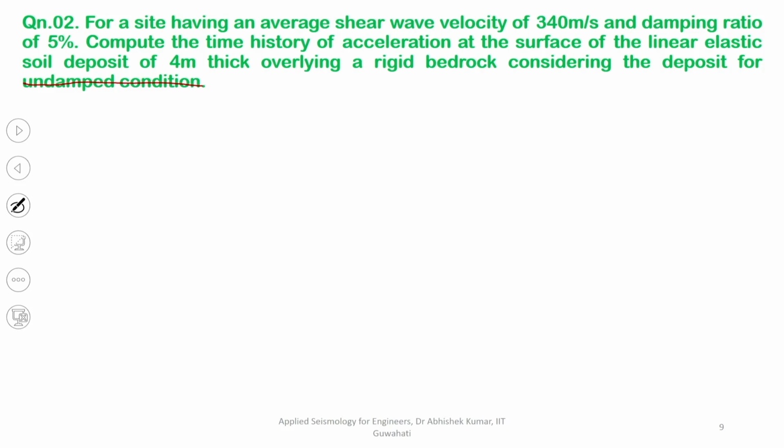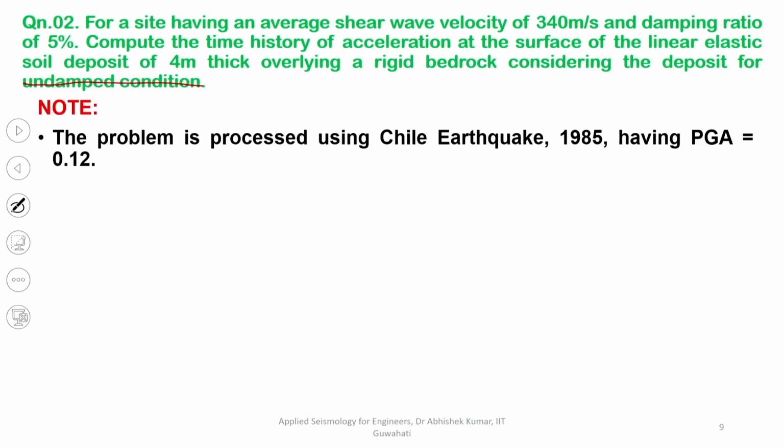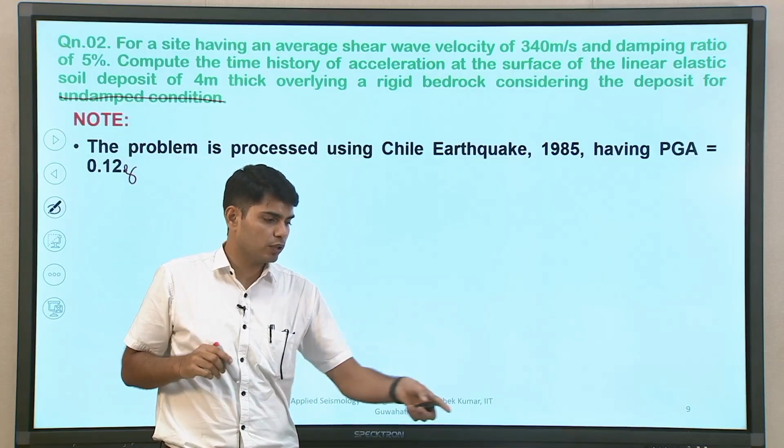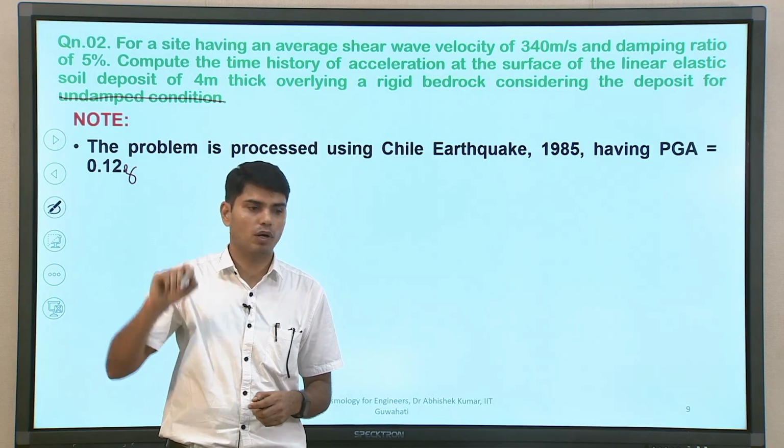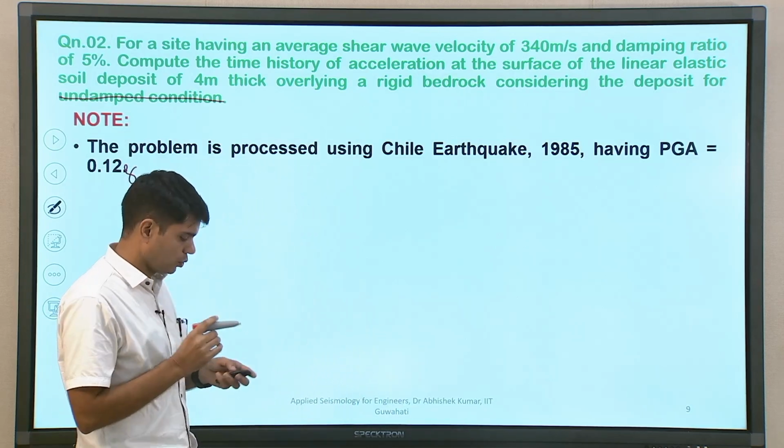So, what will be our approach? Remember, this example, similar to lecture number 18, is also solved corresponding to input motion from the 1985 Chile earthquake. The peak ground acceleration value of this earthquake was 0.12 g. So, if you take the earthquake record corresponding to the recording station and plot it with time on the x axis and acceleration on the y axis, the peak value of this plot is 0.12 g. That is how you can interpret the graph.